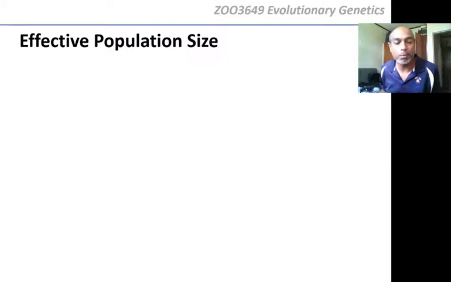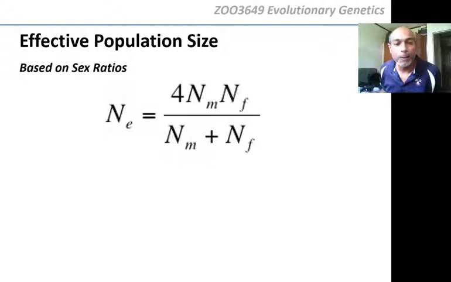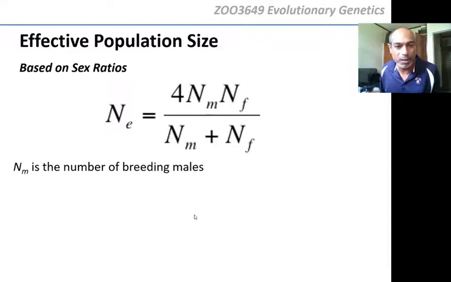So let's take the first method, based on sex ratios. That is, NE is equal to 4 times the number of males multiplied by the number of females, divided by the number of males plus the number of females. Okay, very simple. So if you know the number of males and the number of females, you can easily work out this NE, okay? NM is the number of breeding males, NF is the number of breeding females.